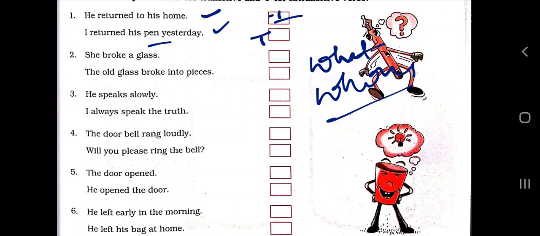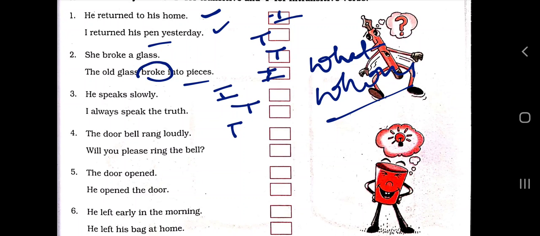She broke a glass. She broke what? Glass. So this is transitive. The old glass broke into pieces. What? Whom? There is none. This is intransitive because after broke there is no object. He speaks slowly. This is again intransitive. I always speak the truth. This is transitive. Speak what? Speak truth. The doorbell rang loudly. What rang? Doorbell. So this is transitive.